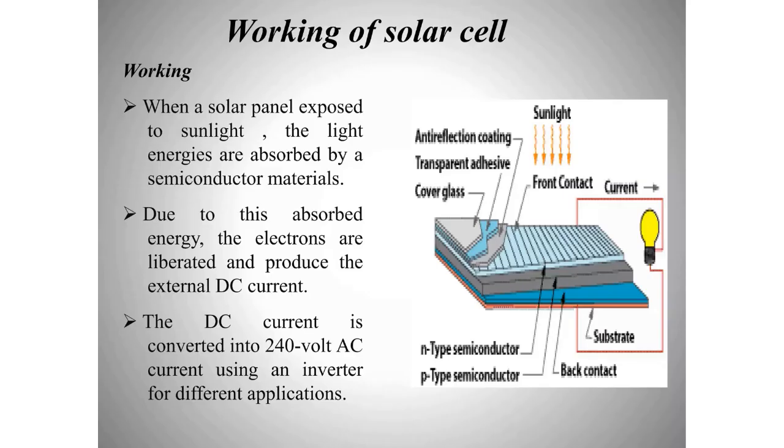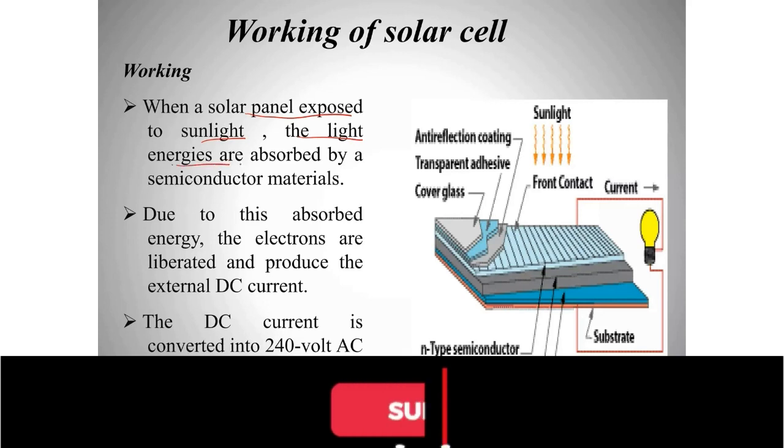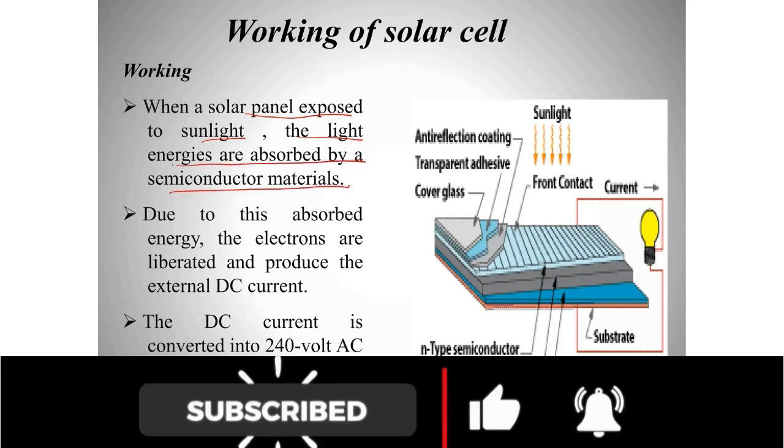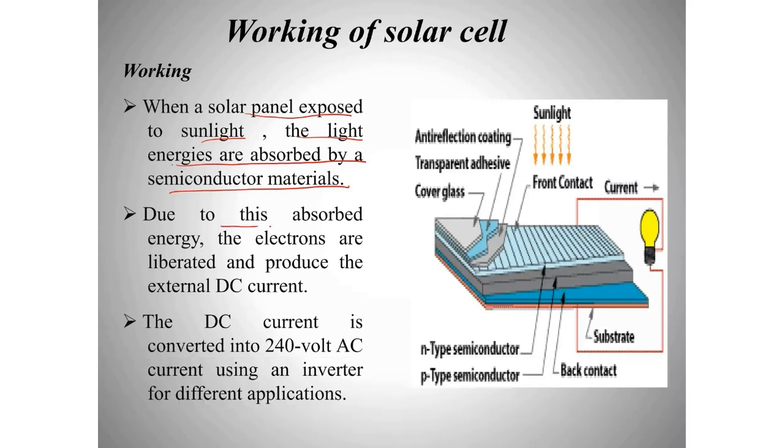Now, we will discuss a little bit regarding the working of the solar cell, that is how the solar cell works. Now, when a solar panel is exposed to sunlight, that is when the sun shines, the sunlight will come over the solar panel. So the solar panel will be exposed to the sunlight, and the light energy is directly absorbed by the semiconductor materials used in the solar panel. Due to this absorbed energy, the electrons are liberated and produce the external DC current. So the type of the current will be DC.